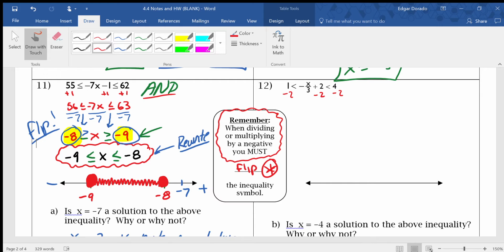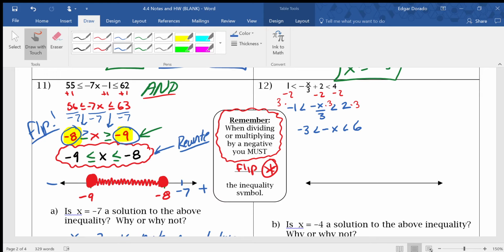All right, so let's see how you guys did on number 12. So here, after subtracting the 2 on all sides, I get -1 is less than -x over 3 is less than 2. Well, let's see. How do I get rid of this 3? I have to multiply by 3. So that's a positive number, so we don't have to do anything yet. No flipping. So what do I get? I get -3 is less than -x less than 6.